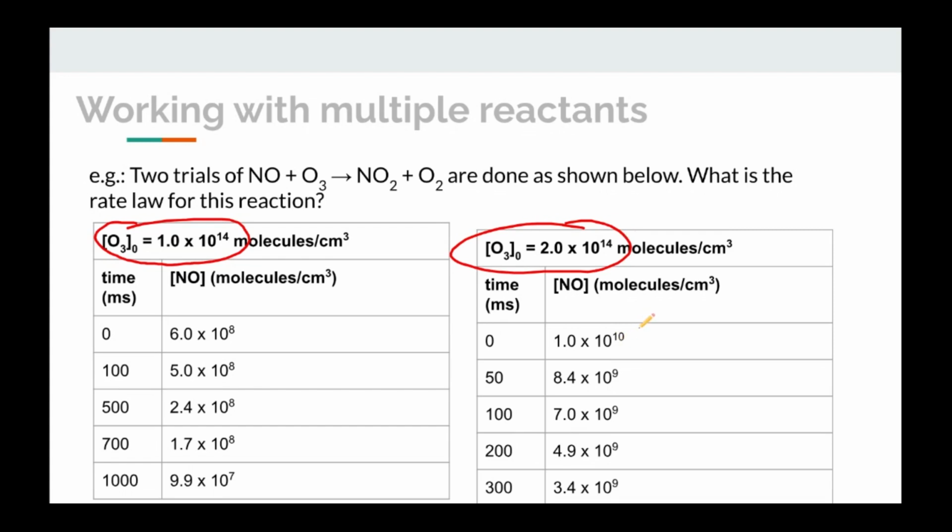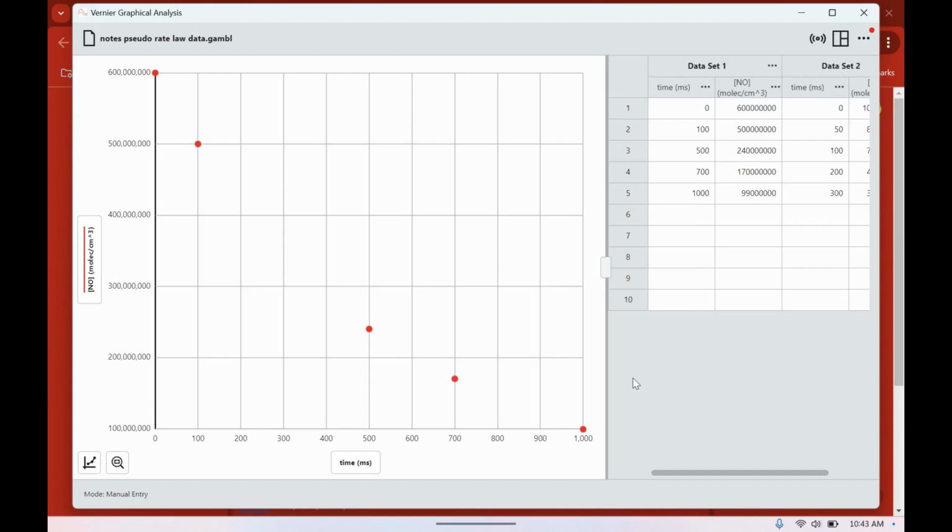And then we'll step through this and figure out what the rate law is. I'm going to switch over to graphical analysis to do this because it's much easier to visualize. Okay, in graphical analysis, I have the first experiment. This is the one where the concentration of O3 is 1 times 10 to the 14th molecules per cubic centimeter. And I put the time data and the concentration data for NO. And you can see the plot here.